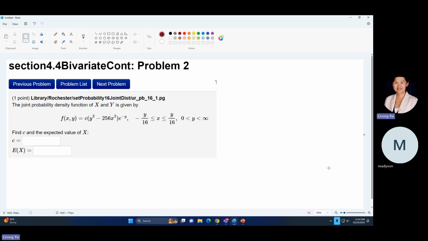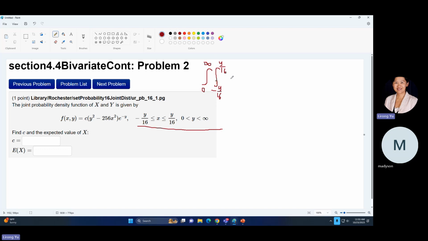This is the second question on the homework, and you can see that it's slightly harder than the first question because the integral limit has a variable limit. So how do we find the C? On the outside, the integration is going to be 0 to infinity, that was the numerical integration limit. And the inner integration limit is for x. So x is going to be from negative y over 16 to positive y over 16.